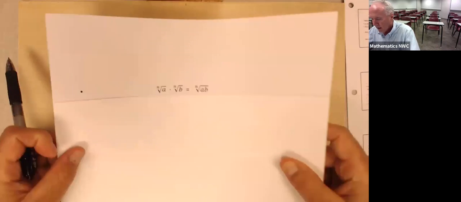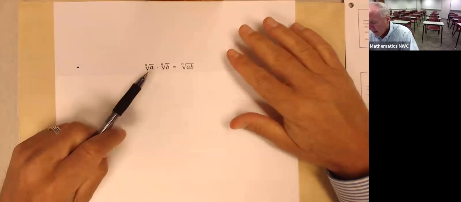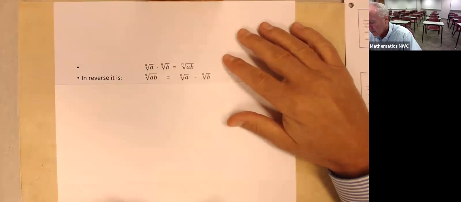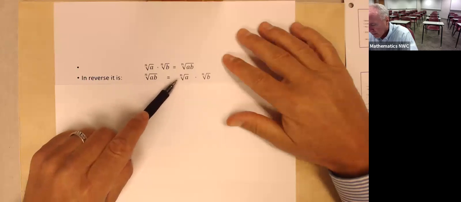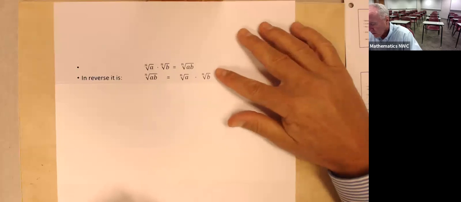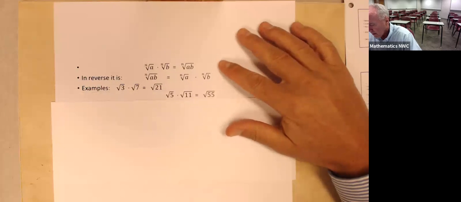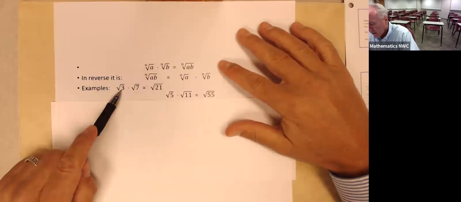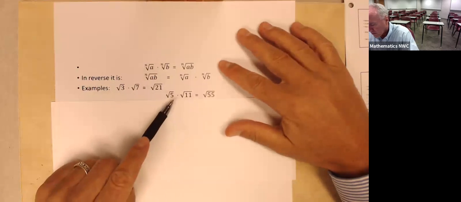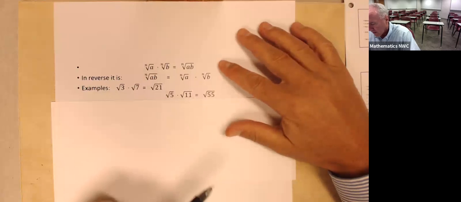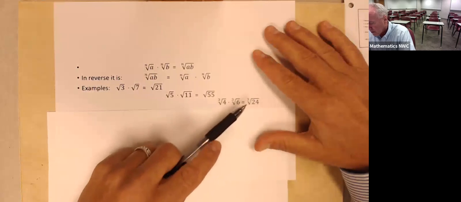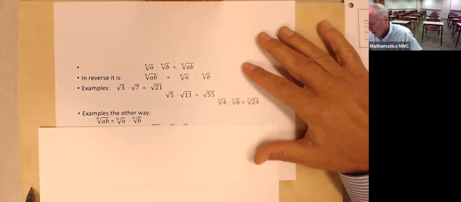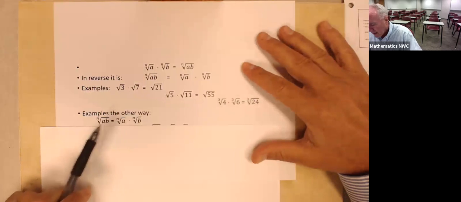First of all, I'm just trying to hammer a lot of examples. Here's the identity that we had. Using it in reverse means I'm going to take the nth root of something and I'm going to break apart the factors. So for example, this was the way we've been doing it. Radical 3 times radical 7 equals radical 21. Radical 5 times radical 11 equals radical 55. Third root of 4 times the third root of 6 equals the third root of 24.